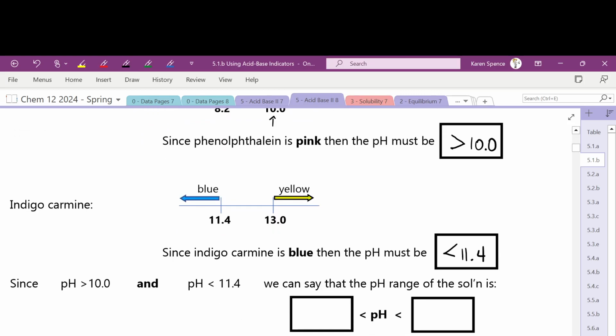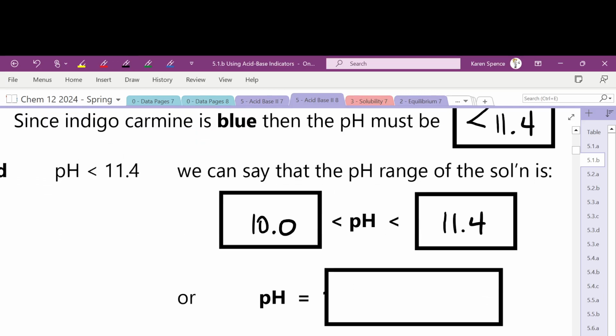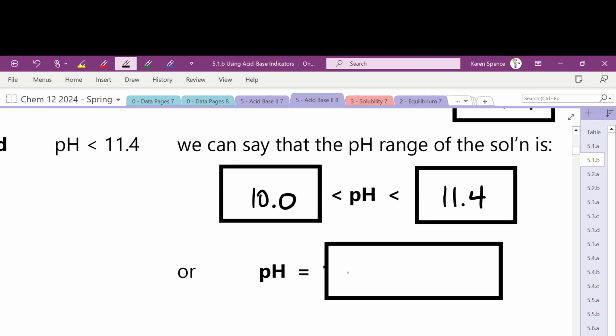We can say pH is greater than 10.0, but it is less than 11.4. The other way to write it is that the pH is equal to somewhere between 10.0 to 11.4. Okay? So those are two different ways of writing the range.